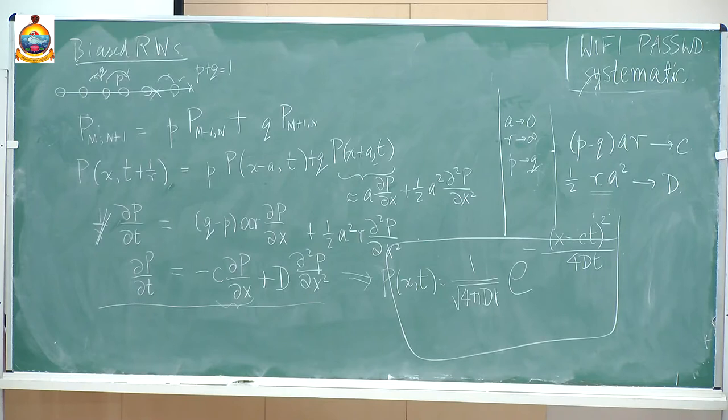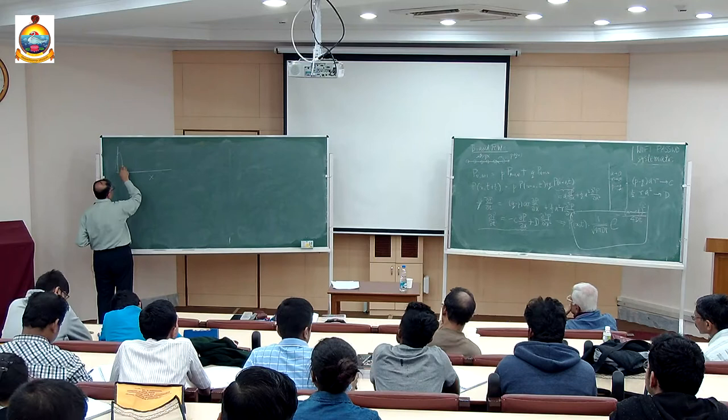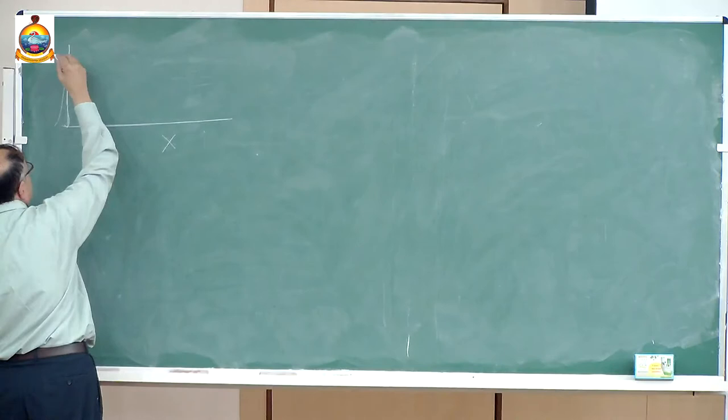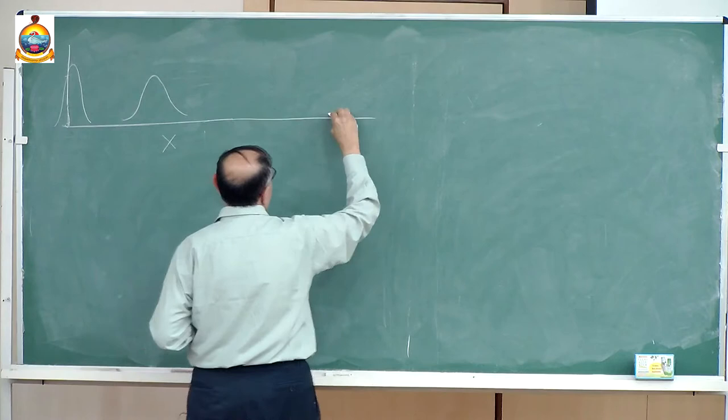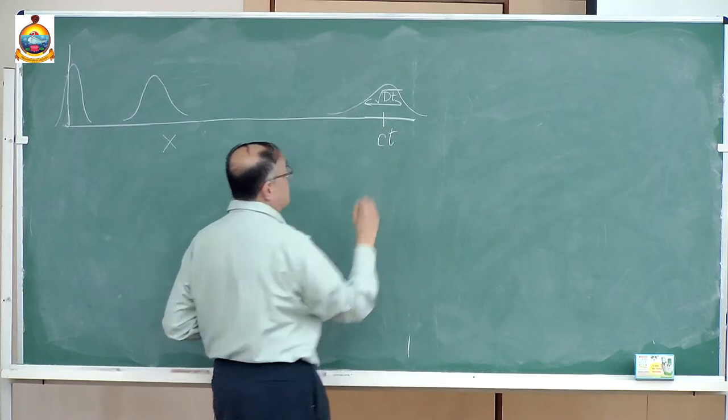So here is x. At time t equal to 0, you are at the origin. What happens as a function of time? Well, this broadens a little bit, and the peak has moved a little bit. Later it will move more, and later even more, and it will keep broadening. This broadening will be proportional to the square root of Dt, whereas this location will be proportional to ct. As t gets big, broadening is less than this.